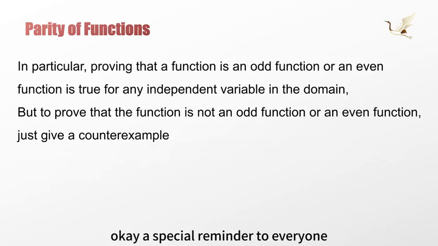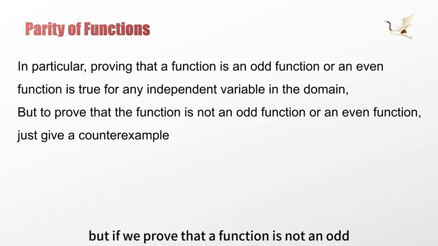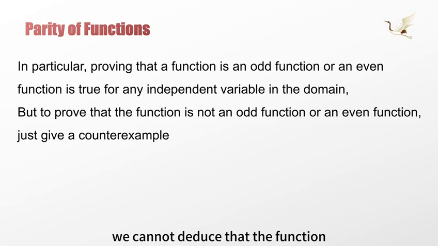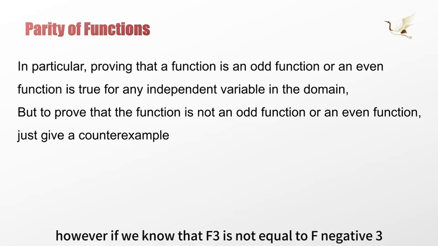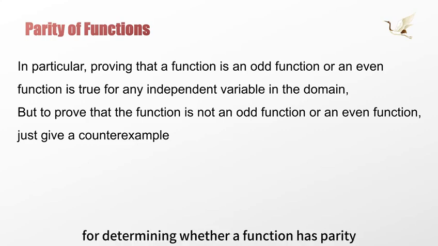Okay, a special reminder to everyone: when we prove that a function is an odd or even function, it must hold true for any independent variable in the domain. But if we prove that a function is not an odd or even function, we only need to give a counterexample. For example, if we know that f(3) is equal to f(-3), we cannot deduce that the function f(x) is an even function. However, if we know that f(3) is not equal to f(-3), then the function f(x) is definitely not an even function. Okay, so we have a general method for determining whether a function has parity.